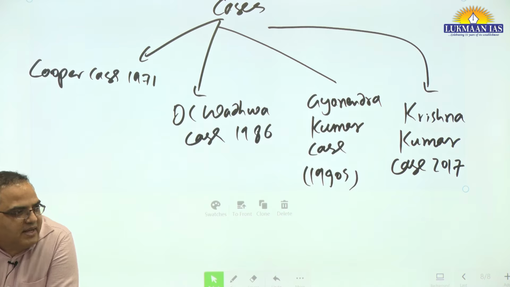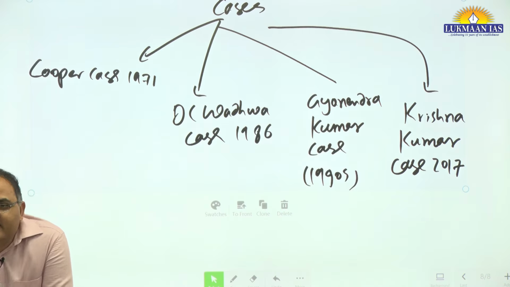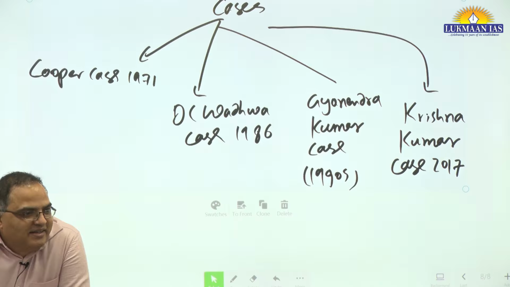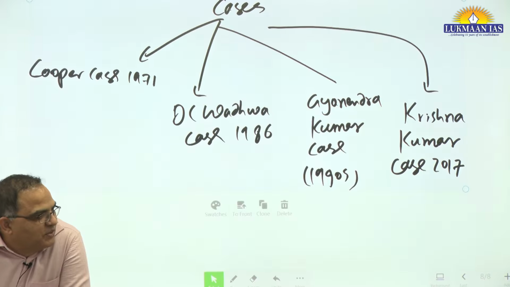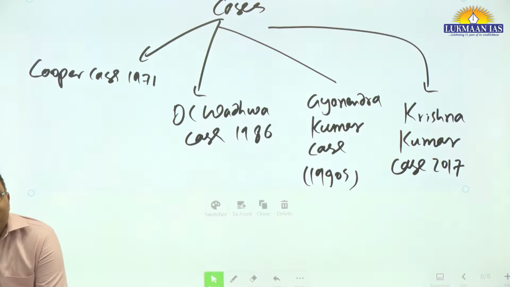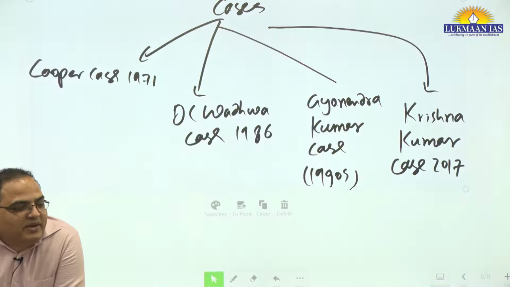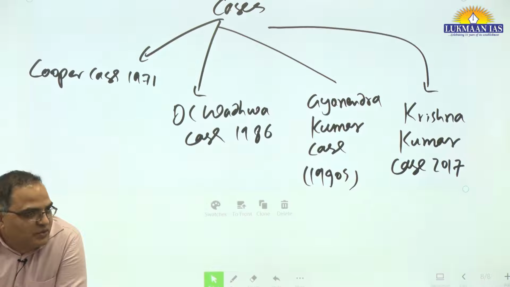Because people study in the name of polity only Lakshmikant. You are not even managing Lakshmikant right now. Isn't it? But in the name of polity, what do people study? Lakshmikant. That's done, Lakshmi will come. So, okay. Anyhow, so what we are saying is the Wadhwa exception.